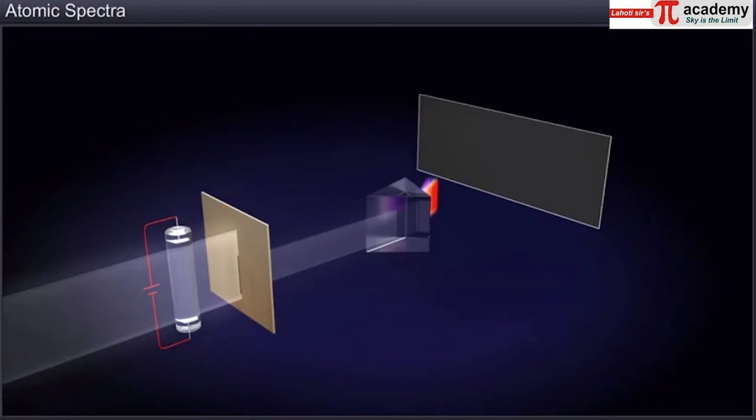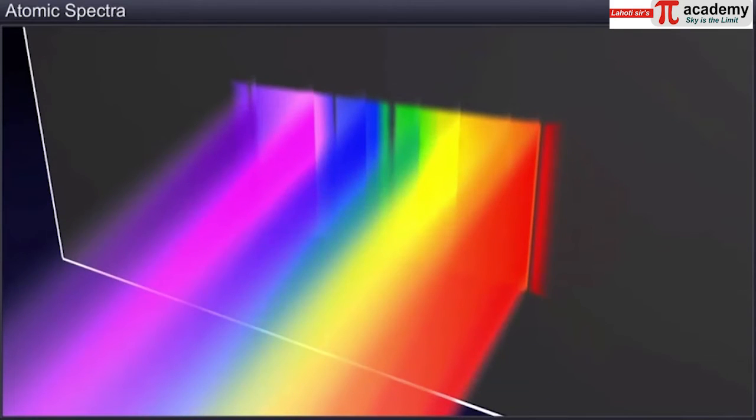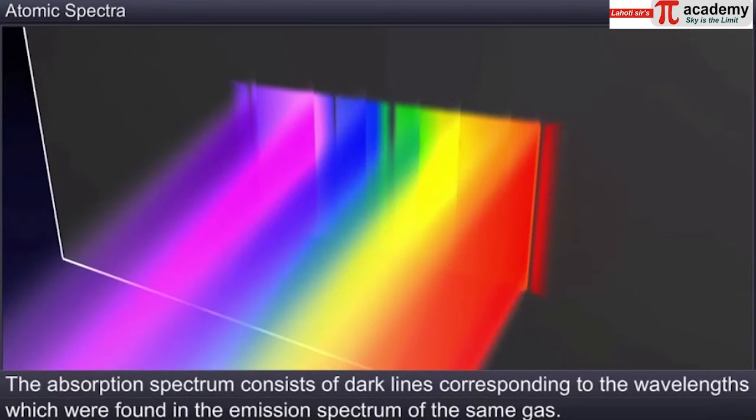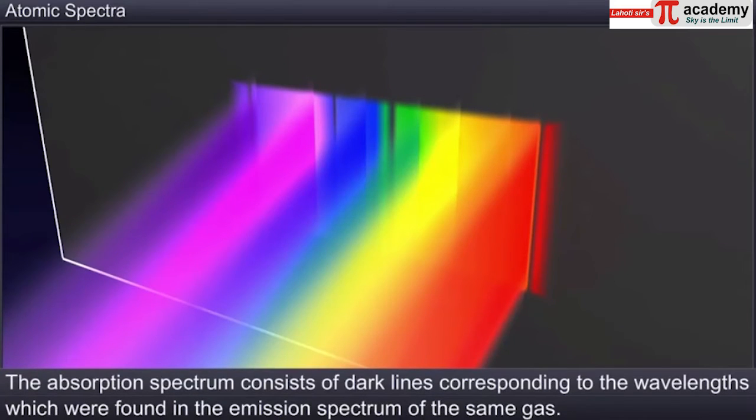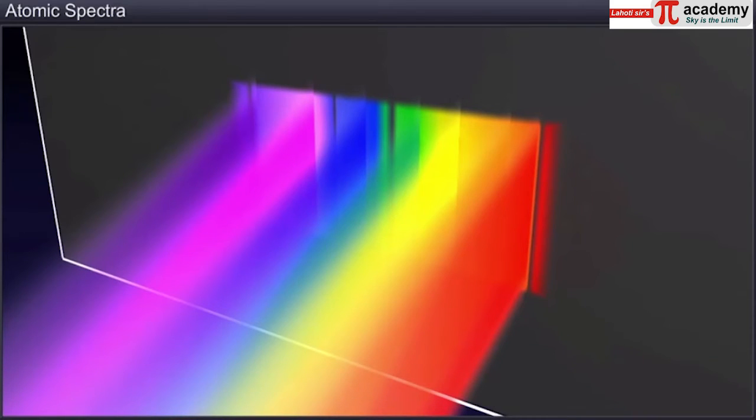When white light passes through a gas and the transmitted light is analyzed, we get a spectrum called absorption spectrum. The absorption spectrum consists of dark lines corresponding to the wavelengths which were found in the emission spectrum of the same gas. An element can absorb those wavelengths which it can emit. The absorption spectra of elements consist of dark lines against a bright background.